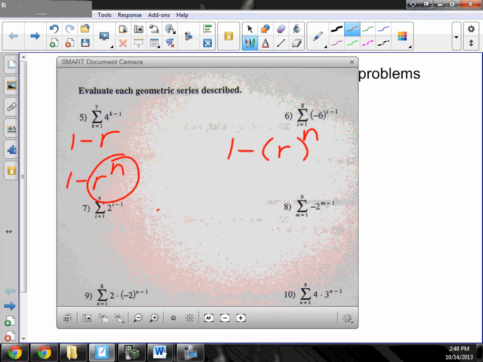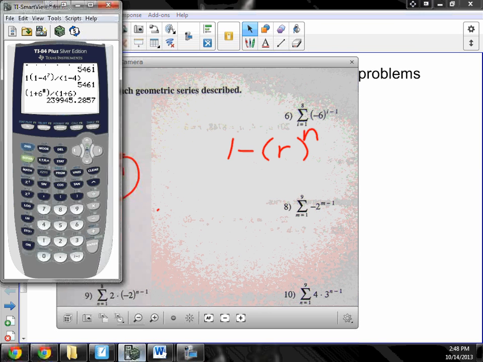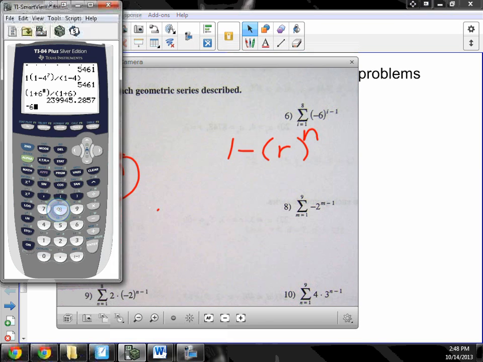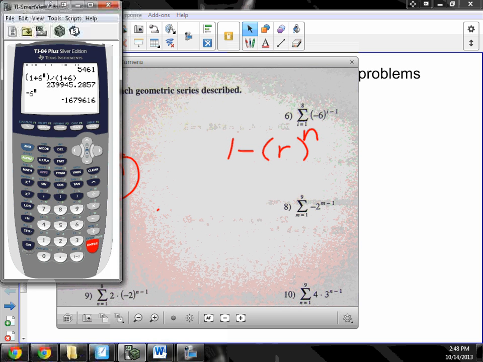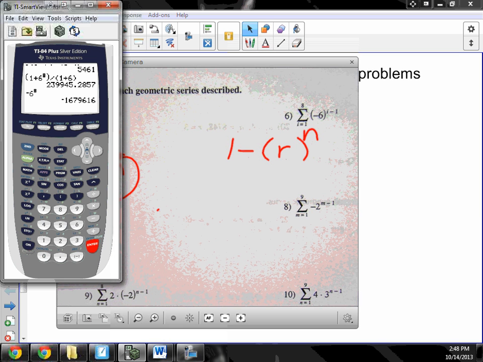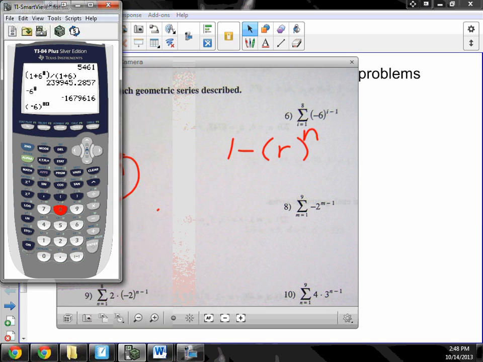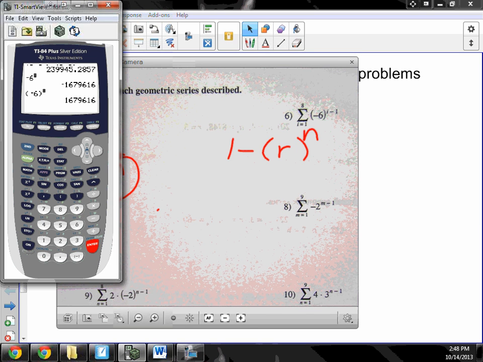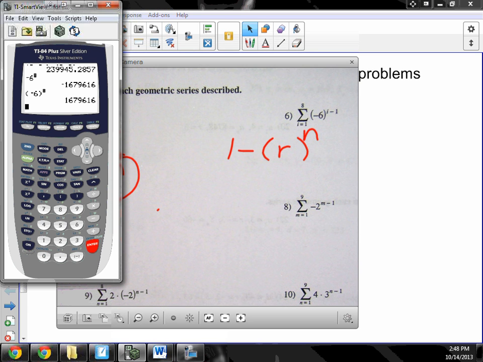Because, well, here's what you're looking at. Negative 6 to the 8th is wrong, because it's parenthesis negative 6 to the 8th. Yes. And that's why I got the wrong number and Josh got the right number. So we need to type it in like this.